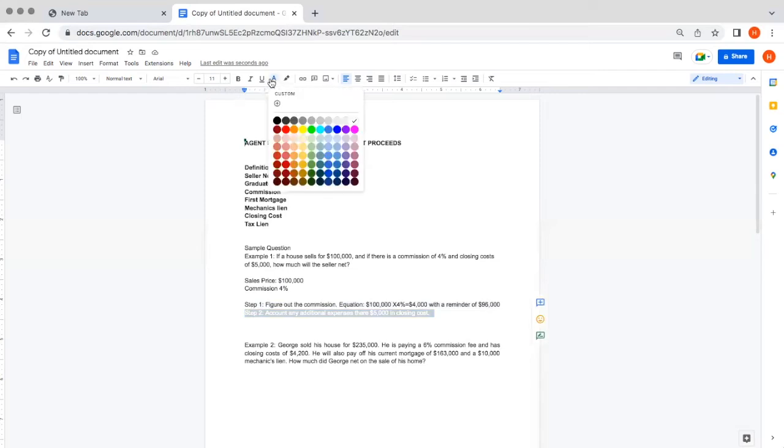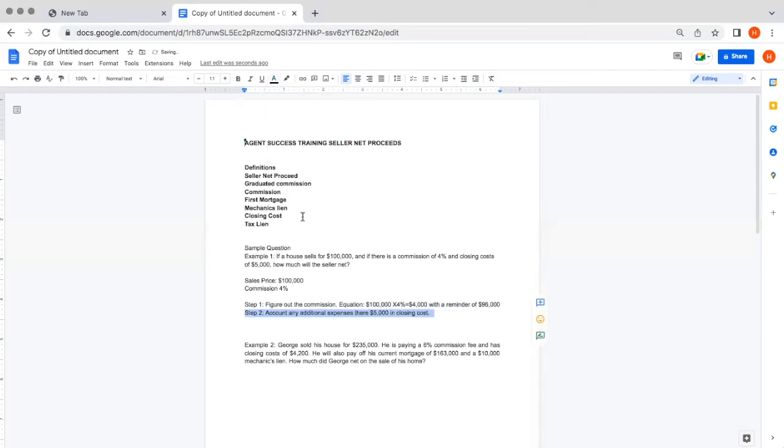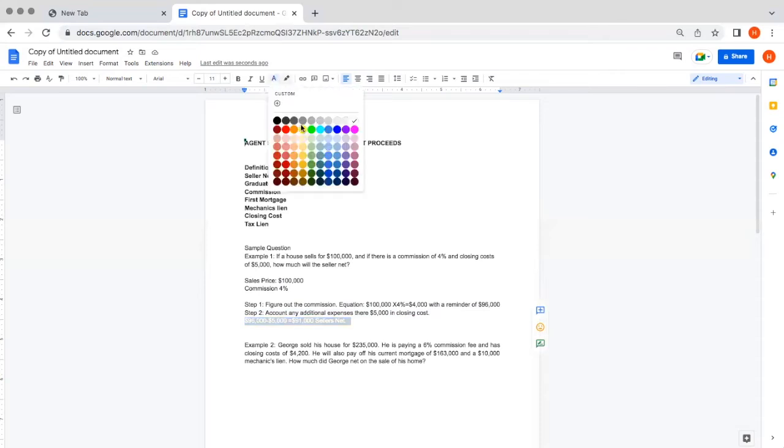So the next step, step 2, is to then account for any additional expenses and closing costs. So back at the question, it says closing costs are $5,000. So now we got $4,000 for the commission and then $5,000 for the expenses, right? Now we're trying to figure out what the seller's going to net. And so we're going to do the equation for that.